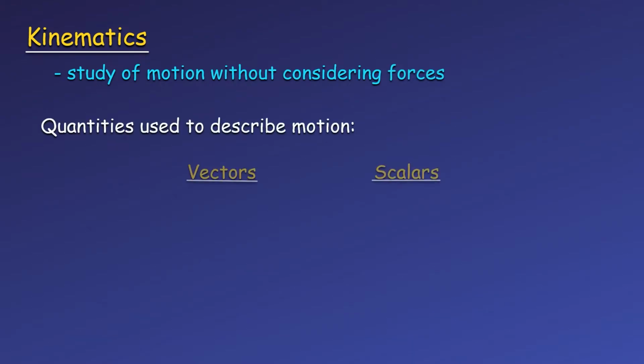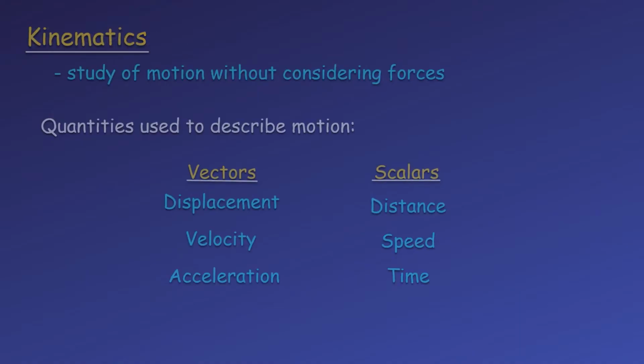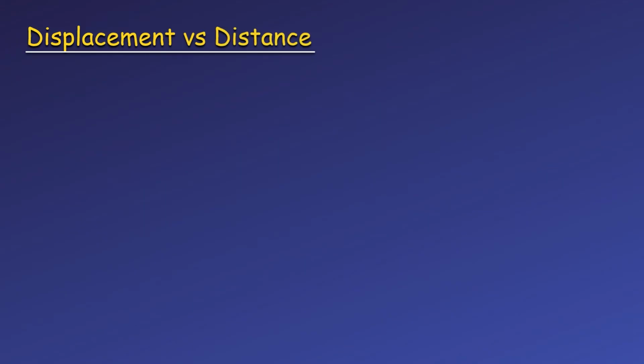We will describe the motion of objects using both vector and scalar quantities. These are displacement, distance, velocity, speed, acceleration, and time. We'll begin by discussing displacement and distance, which are similar but not exactly the same.